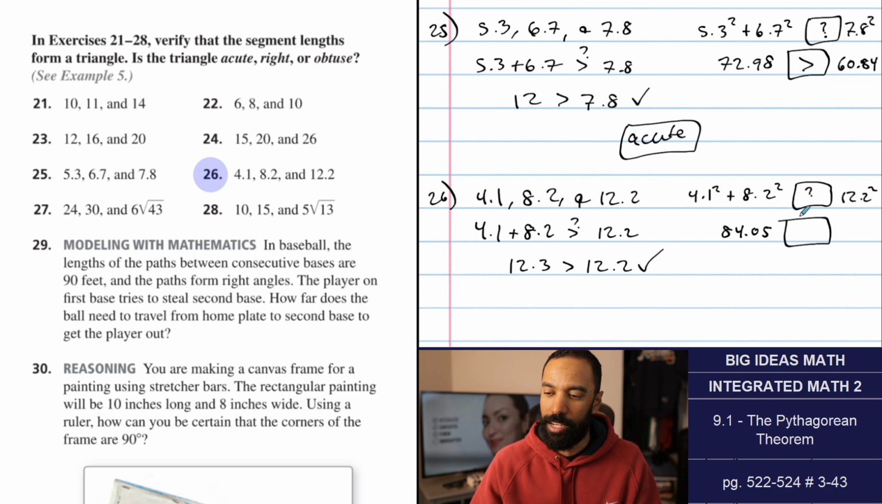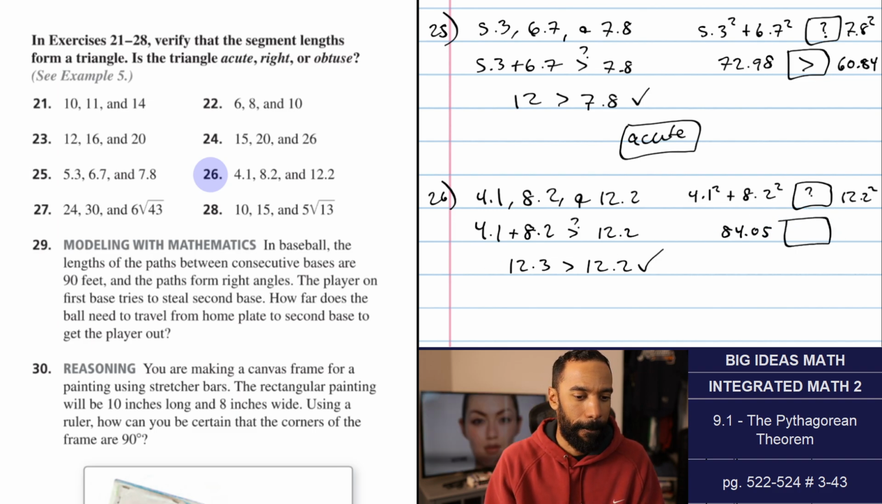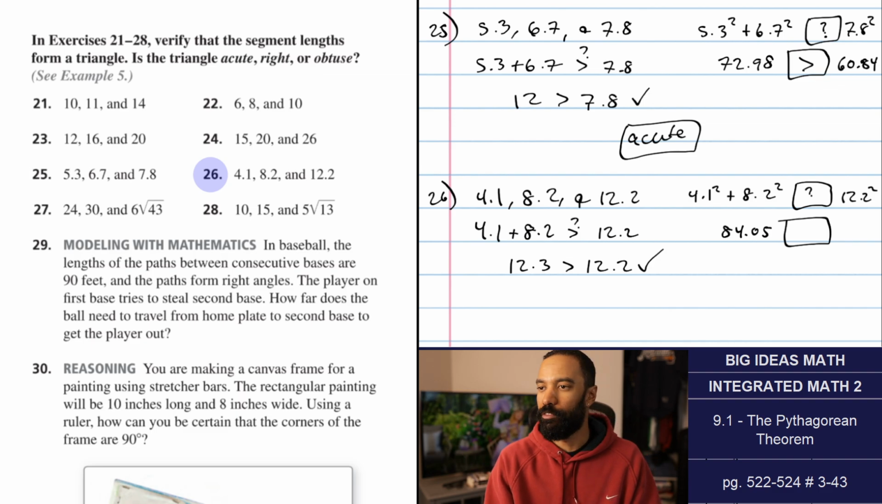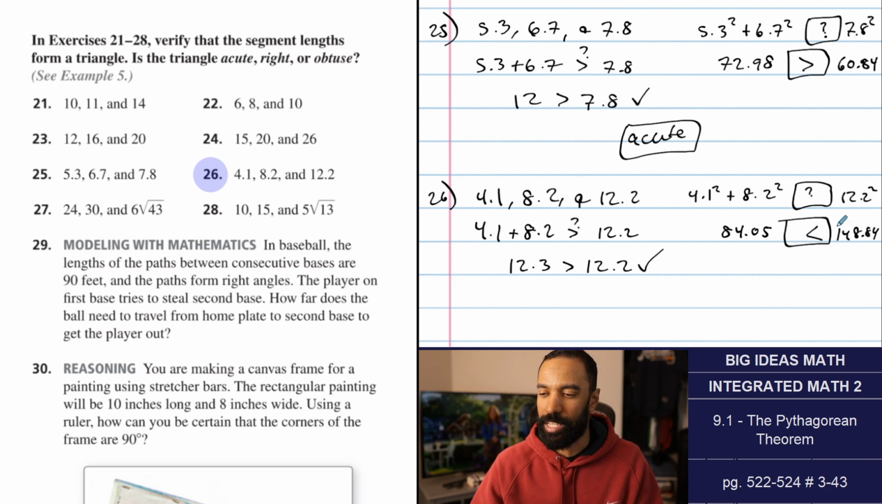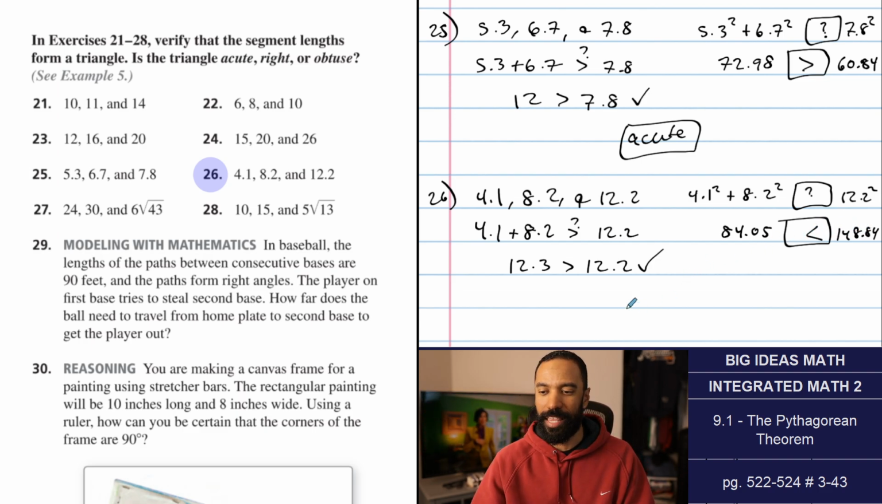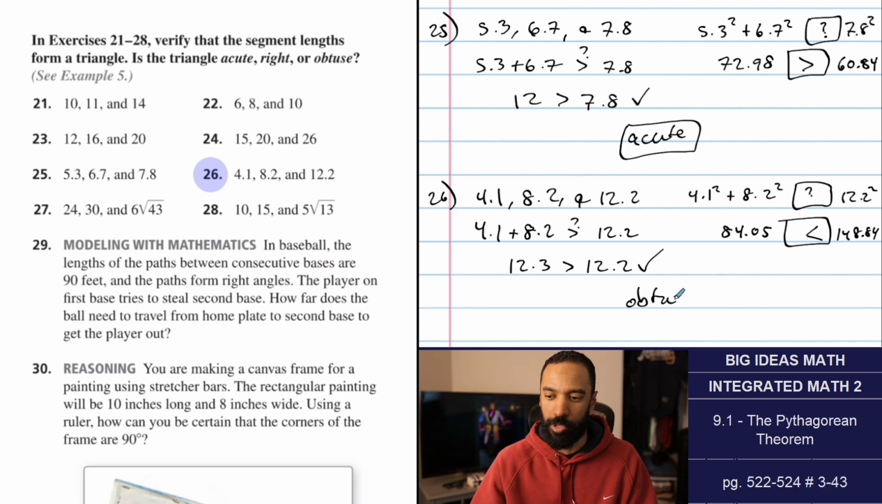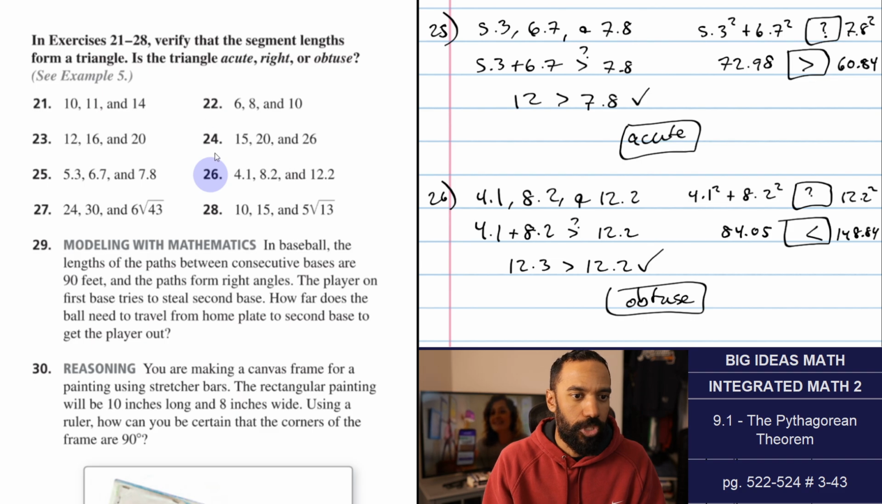Now on the other side, 12.2 squared. It's going to be around 150 or more. Whoops, I just did 12 squared. 12.2 squared, 148.84. I was close. 148.84. This is significantly greater on the c squared side. That'll make for an obtuse triangle, like I kind of mentioned before. There you go. Two more in this section.